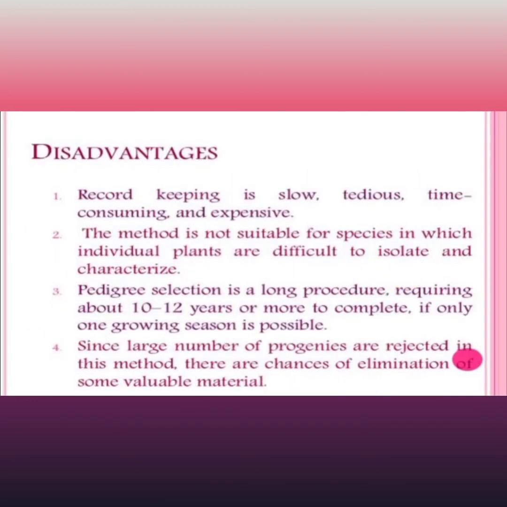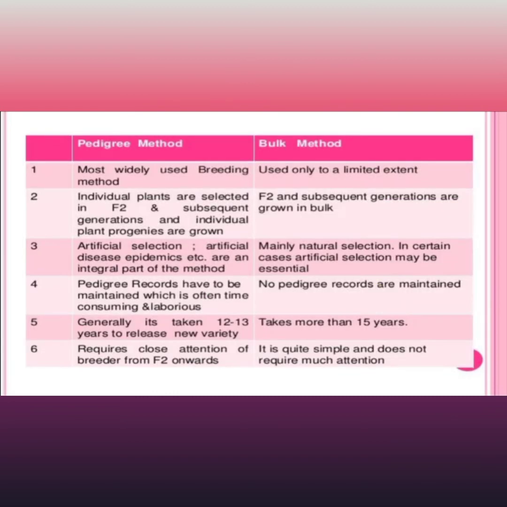Then the disadvantages: record keeping is slow, tedious, time consuming and expensive. The method is not suitable for species in which individual plants are difficult to isolate and characterize. Pedigree selection is a long procedure, requiring about 10 to 12 years or more to complete. If only one growing season is possible, a large number of progeny are rejected. In this method, there are chances of elimination of some valuable material.